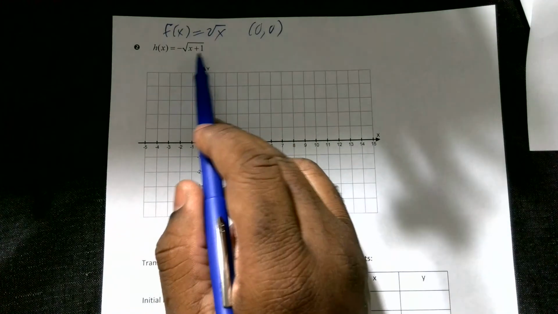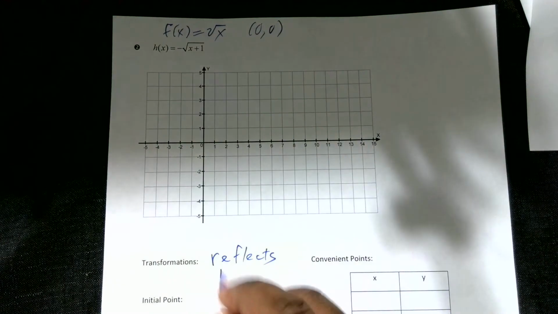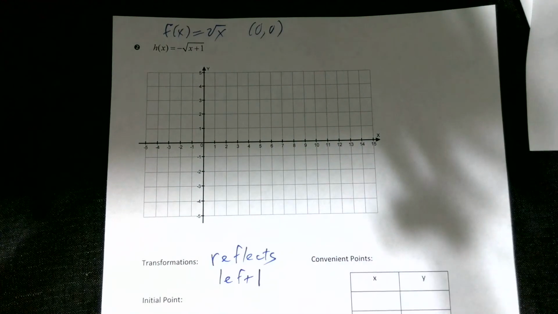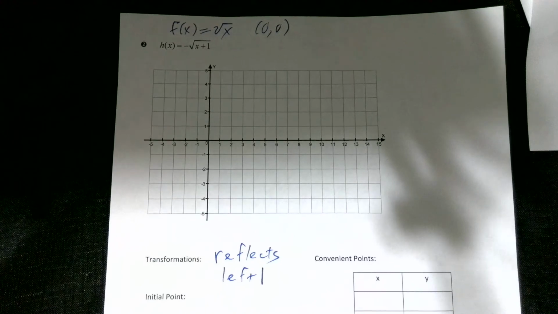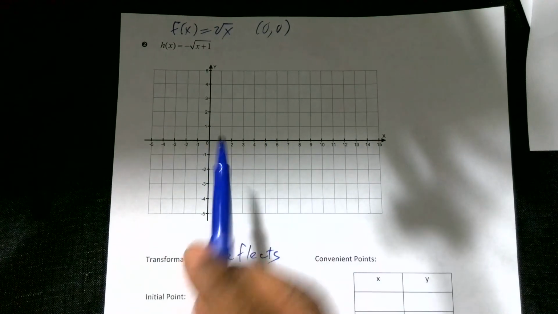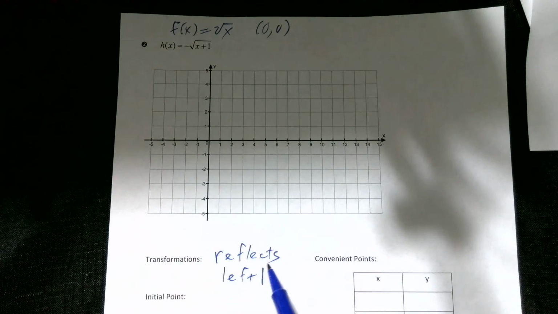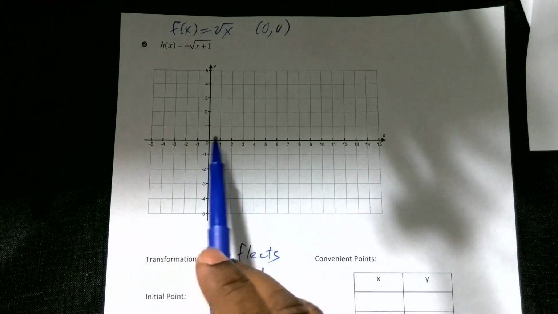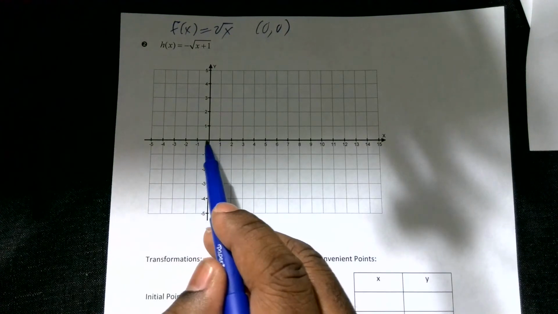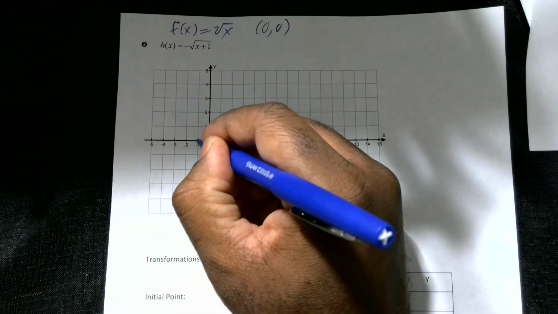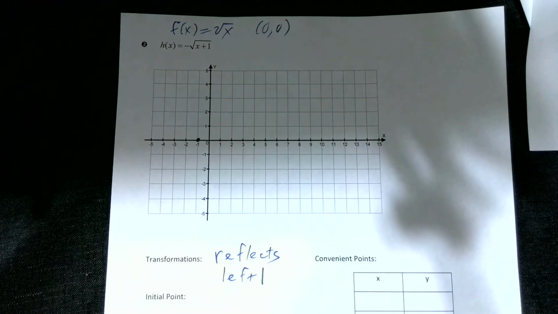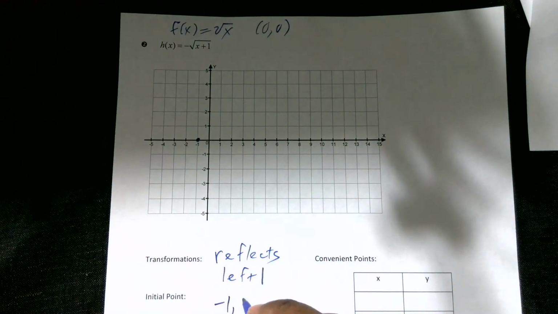And then also by adding 1, that means it goes to the left 1. Okay, so now these are our transformations. So we would go here. Now the reflection is telling us basically that the graph is going to flip. But from this point here, it tells us to go to the left 1. So this point here would be our initial point, which would be (-1, 0).